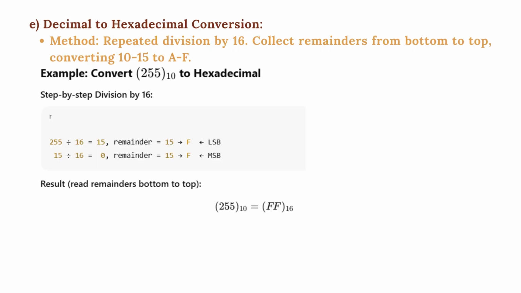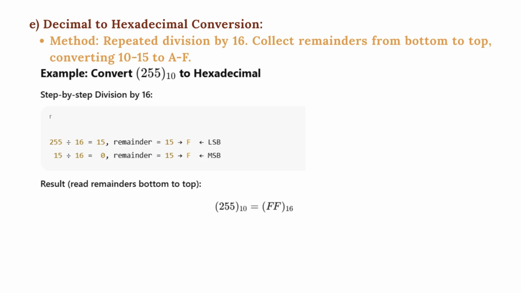Next conversion is decimal to hexadecimal conversion. Repeated division by 16. Collect remainders from the bottom to top. Converting 10 to 15 to A to F. Convert 255 to hexadecimal. We need to divide it by 16. So 255 divided by 16 is 15. Remainder is 15. So F is the LSB.